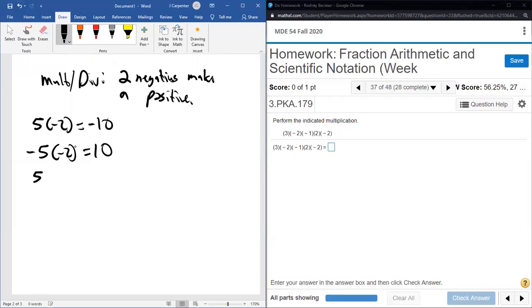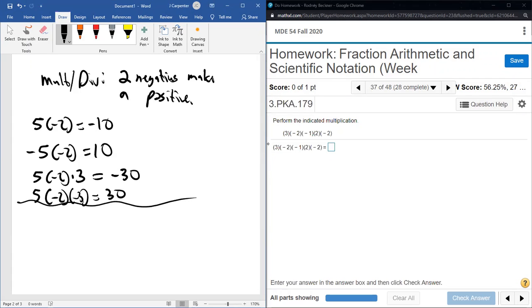If I have 5 times negative 2 times 3, 5 times the negative 2 is negative 10, then the negative 10 times 3 is negative 30. Some people will just say if they have an even number of negatives, the answer is positive. If they have an odd number of negatives, the answer is negative. But if I did 5 times negative 2 times negative 3, 5 times the negative 2 would make a negative 10. Then the negative 10 times the negative 3 would make a positive 30.